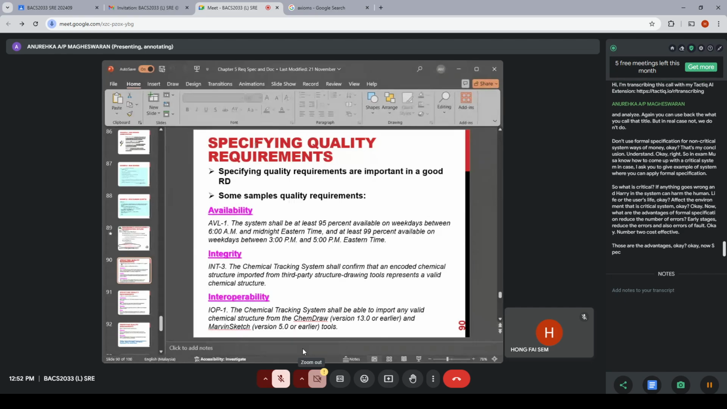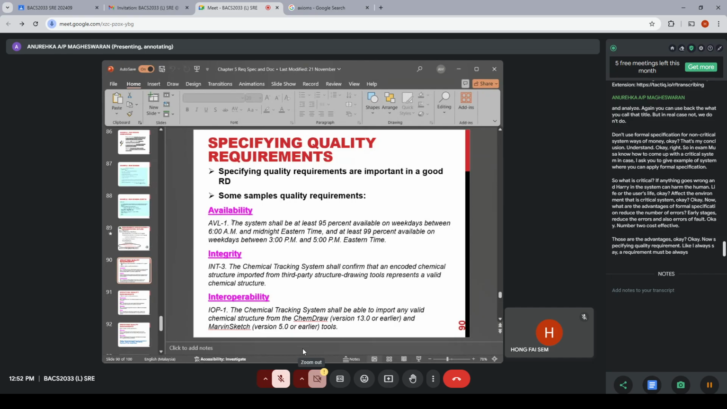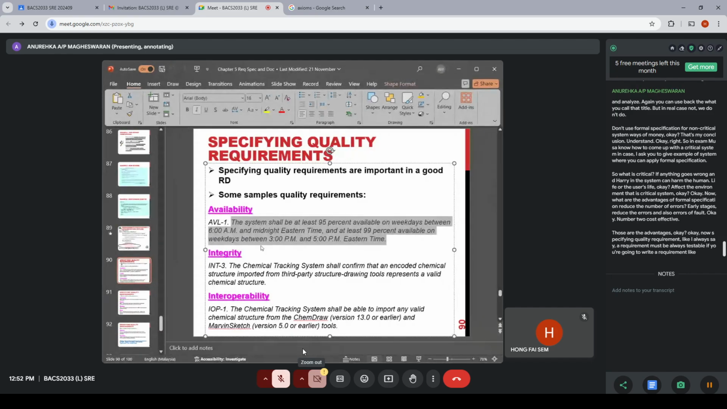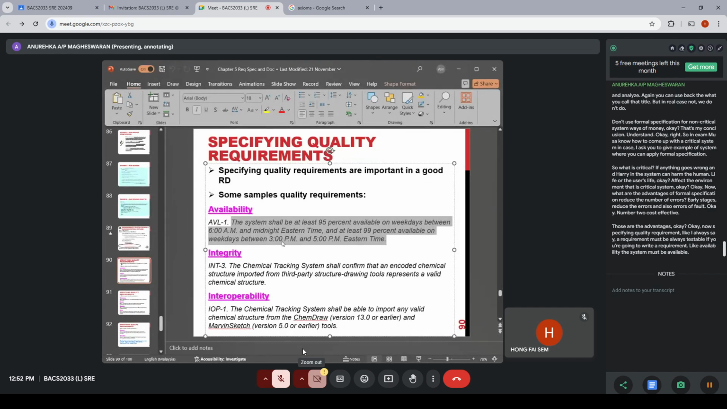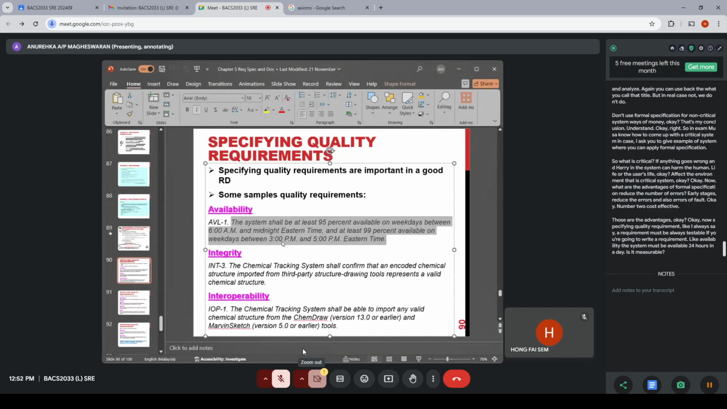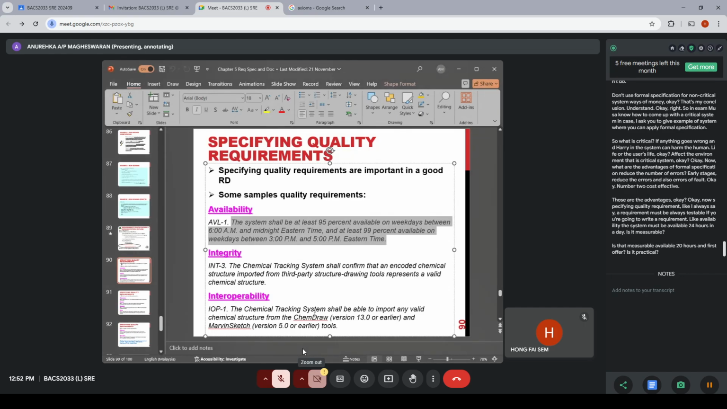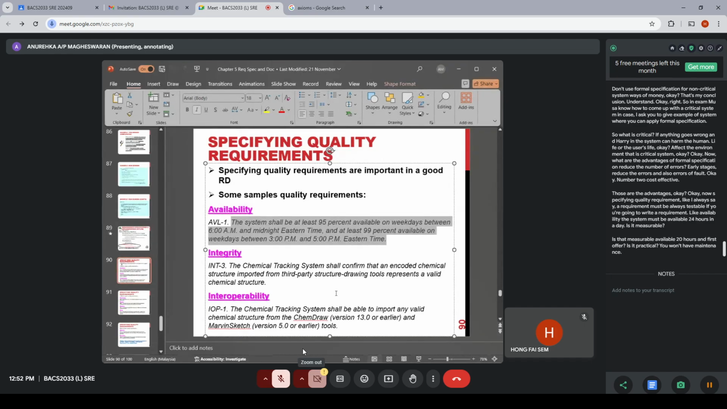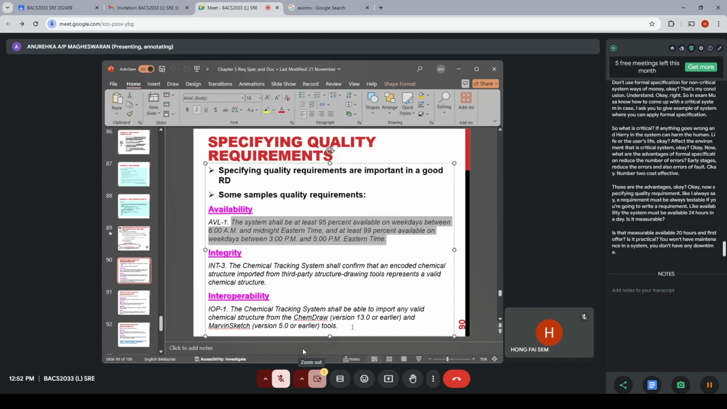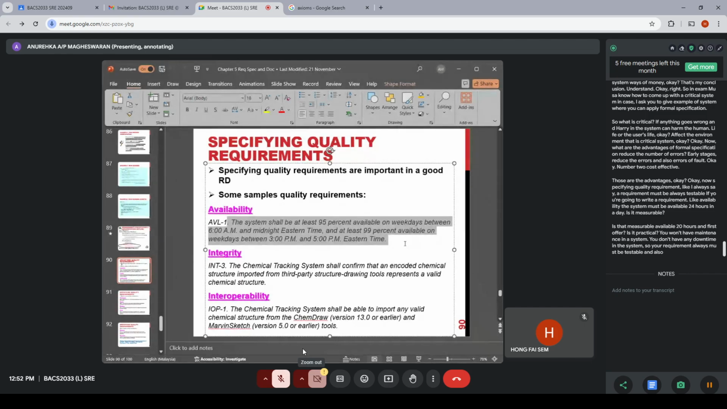Now, specifying quality requirements. Like I always say, a requirement must always be testable. If you write a requirement like availability, the system must be available 24 hours a day, is it measurable? And first of all, is it practical? You won't have maintenance or any downtime in the system. So your requirement must always be testable and also practical.